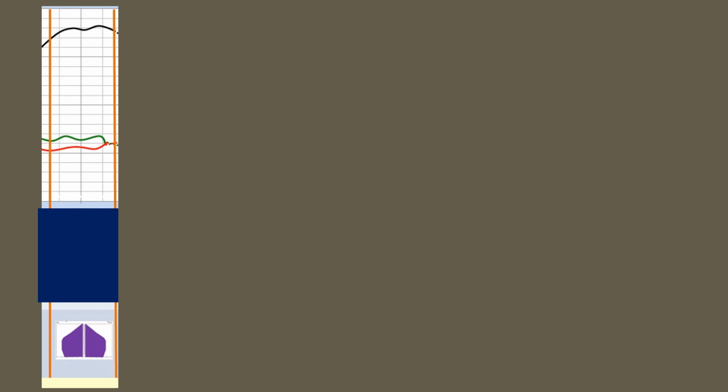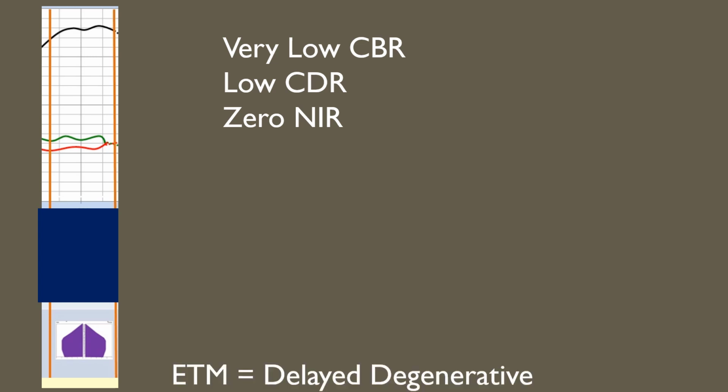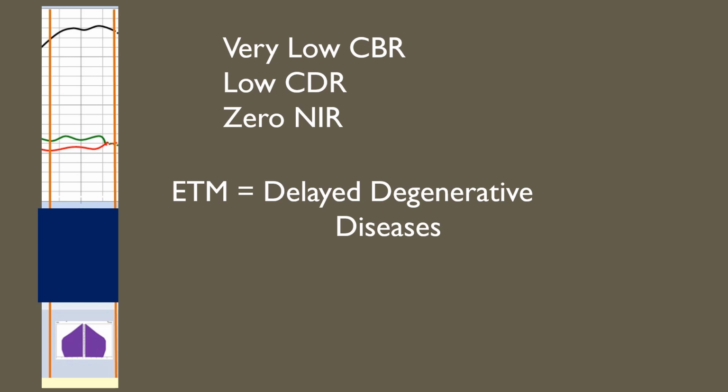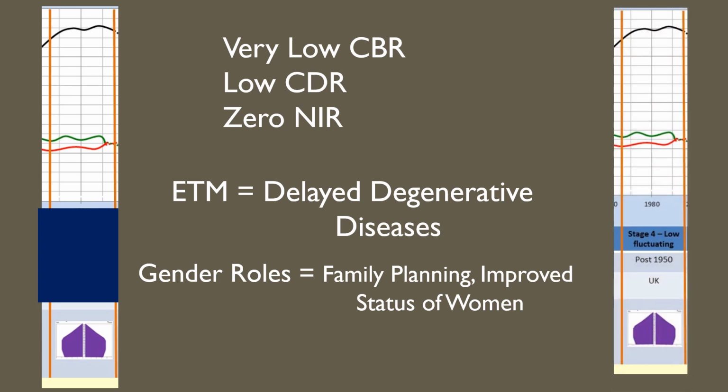Okay, next one. What about this? We see the crude birth rates are very low. We see also a very low crude death rate, and we see our natural increase at 0. Whoa, any guesses here? Our epidemiological transition is where we actually have delayed degenerative diseases, so things like cancer, heart disease, we can delay those with our advancement in medicine. And then our gender roles, we see where kids are seen as an expense and women are seeking careers. We also have a lot of family planning. Any guesses? Okay, this is stage 4, and the United Kingdom would be an example of this, also the United States.